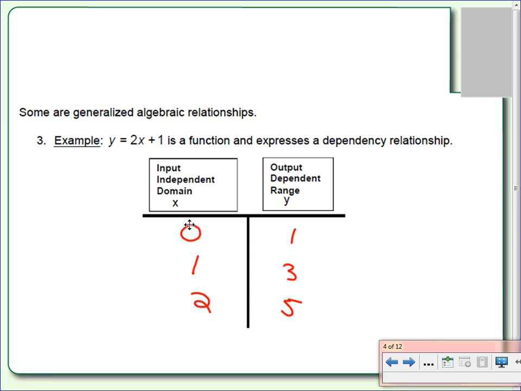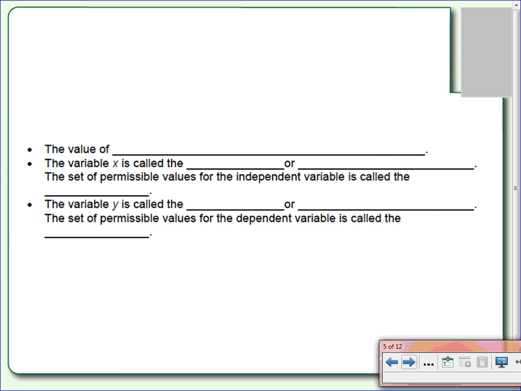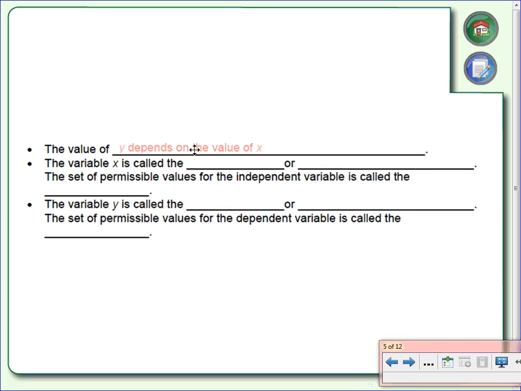Let's turn the page. Over on the next page, there's a couple of blanks that we're going to need to fill in. Up at the top, it says the values of blank. Here's what I need you to fill in. The values of y depend on the values of x. In other words, the y value I get is going to depend on what number I plug in for x.